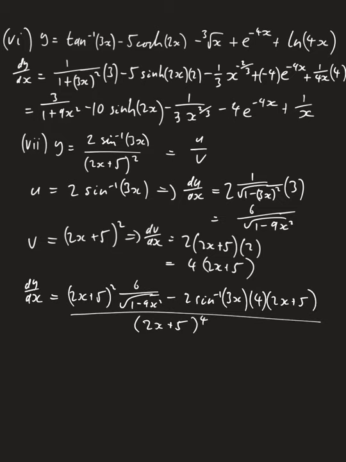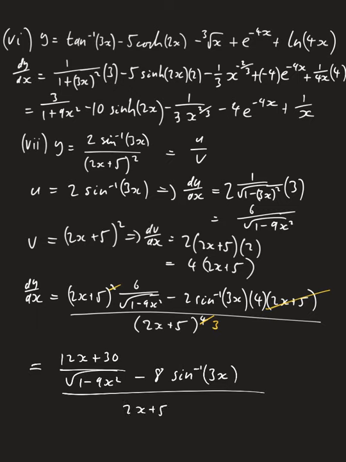So here again I can divide top and bottom of my fraction by a factor of 2x plus 5. So I divide that term on the right by 2x plus 5, this is gotten rid of. I divide the term on the top left, and that becomes a power of 1. I divide the bottom by 2x plus 5, and that becomes a power of 3. So now we'll multiply this all out. 2x plus 5 times 6 is 12x plus 30, and that's over 1 minus 9x squared. Then I have minus 2 times 4 is 8, times the inverse sine of 3x, all over 2x plus 5 to the power of 3.